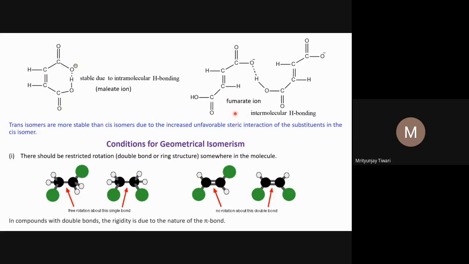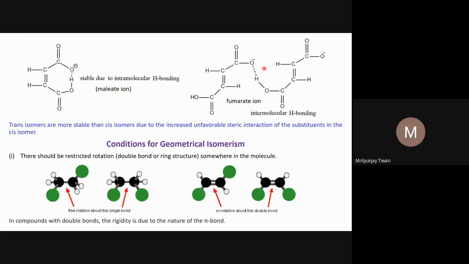In the fumarate ion, if you remove H plus from one of the carboxylic acid groups, the fumarate ion can also have hydrogen bonding, but not with the other carboxylic acid group of the same compound. It will form this hydrogen bond if another compound is available in its vicinity. Here we do not see this chelation effect, where the hydrogen bonding is stronger.